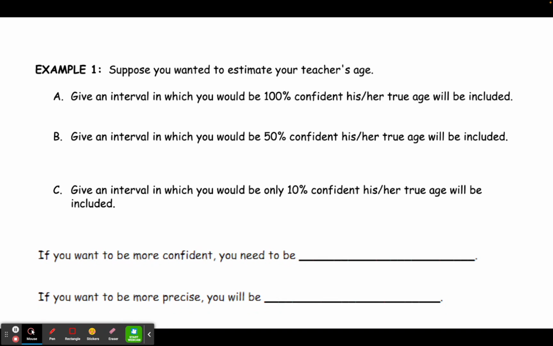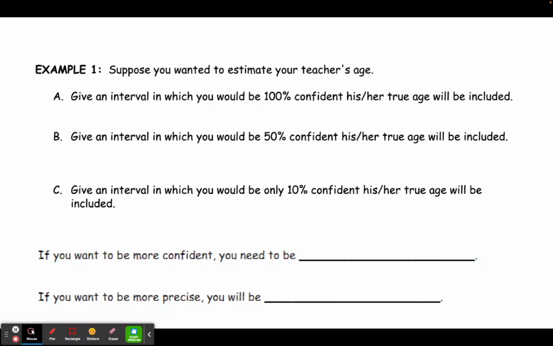So it would be very difficult for you to say, I believe my teacher is 37 years old. What we generally would want to do is say, I feel confident that my teacher is between this age and that age. And so we can decide in advance what level of confidence we want to have. For example, in part A, it says, give an interval in which you would be 100% confident that his or her true age will be included.